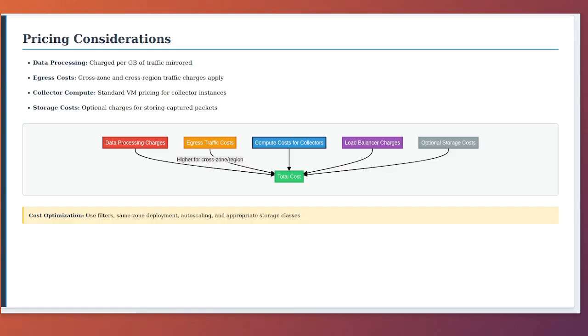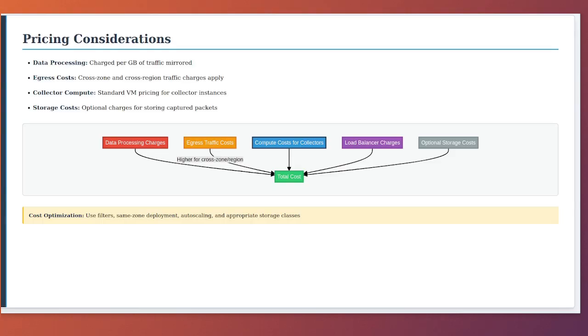Starting at the top, we have data processing charges. This is the primary cost of packet mirroring itself. Google Cloud charges you based on the amount of data that is processed by the packet mirroring system. Processing means the creation of mirrored packet copies. Every gigabyte of traffic that gets mirrored incurs this data processing charge. The pricing is published on Google Cloud's VPC pricing page under the packet mirroring section.